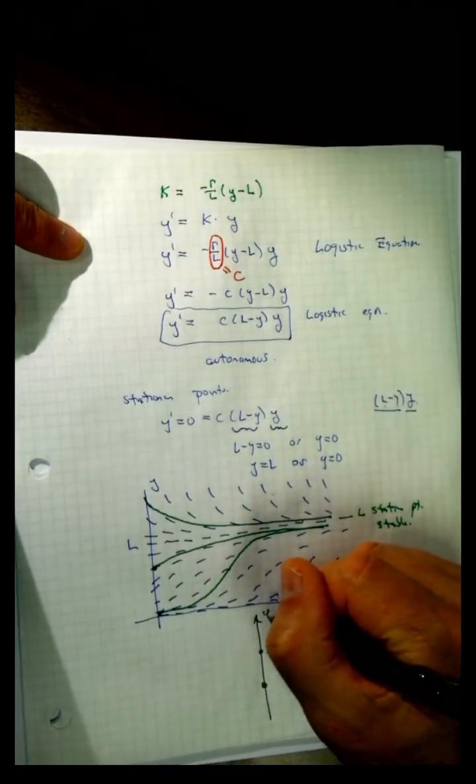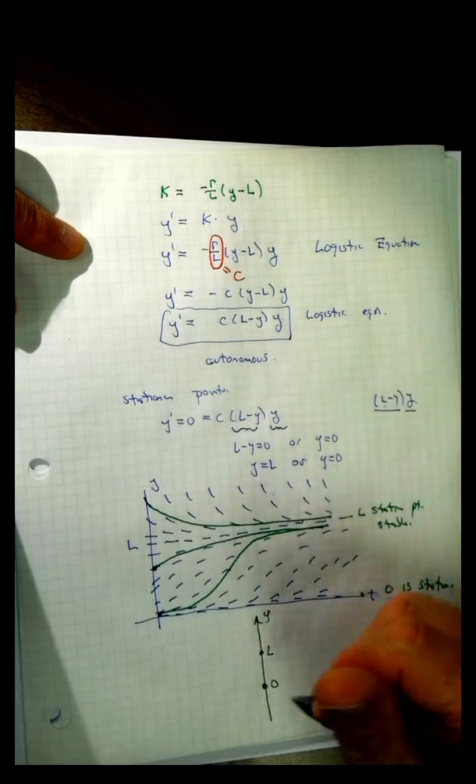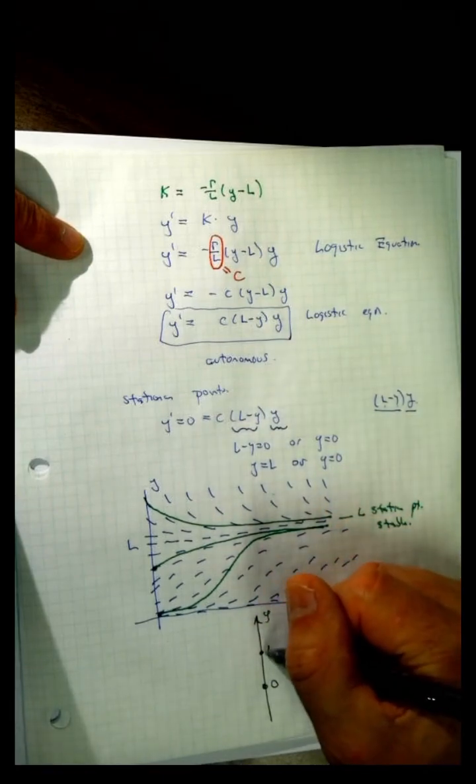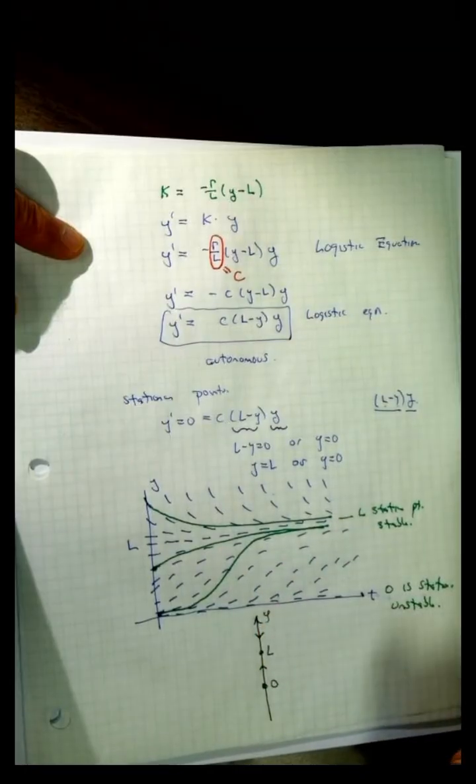So for the phase diagram, we have y equals 0 and y equals L are the stationary points. And as we just discussed, if y is between 0 and L, it's going to increase. If it's bigger than L, it's going to decrease.